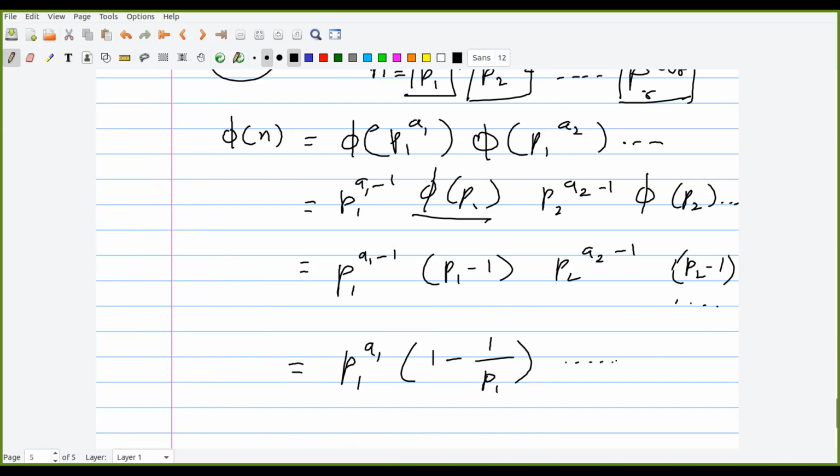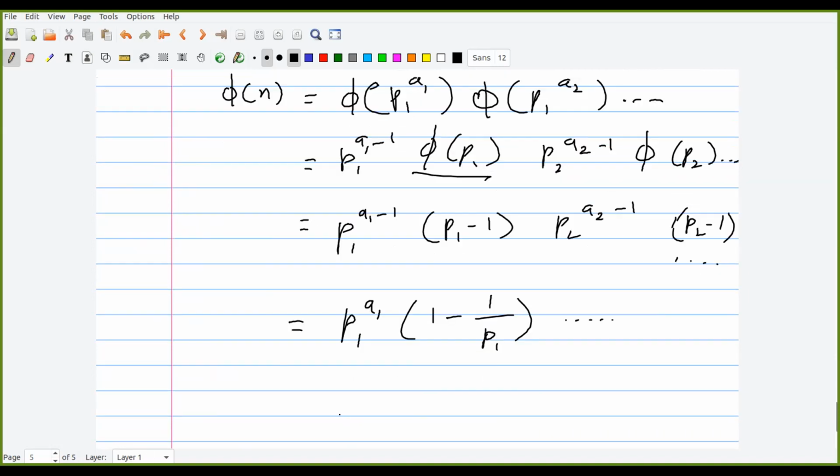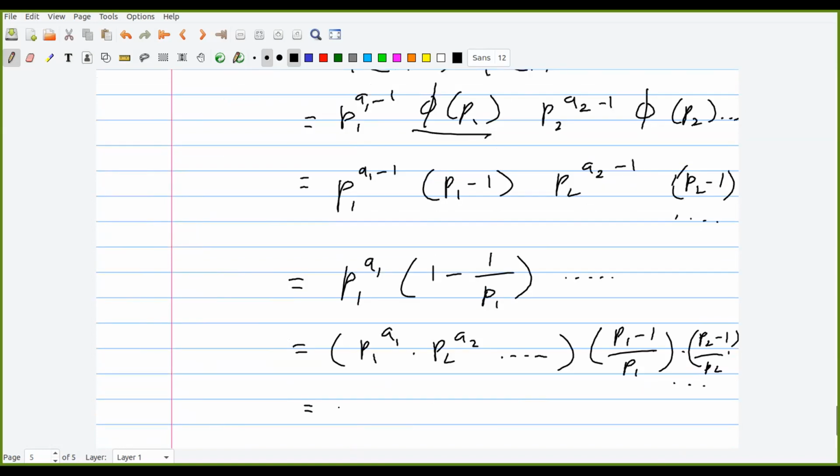Yeah, more like it. And the same thing all over again. So here I get P1^a1 times P2^a2 and so on, and I have (P1 minus 1) by P1, (P2 minus 1) by P2, and so on. This is basically n. So phi of n is equal to n times the product over all such primes of (P minus 1) by P. So this is Euler's phi function.